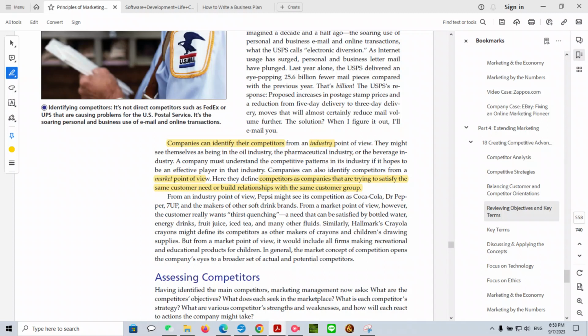Similarly, Hallmark's Crayola crayons can be defined as competitors as any other makers of crayons and children's drawing supplies. But from a market point of view, it can include all firms making recreational and educational products for children. See, the problem with that theory is that they're not providing the same value proposition.